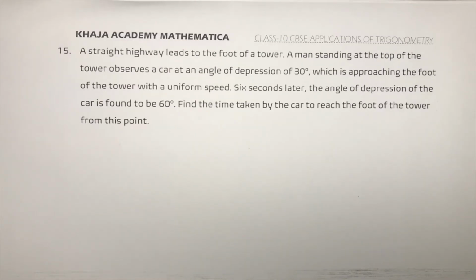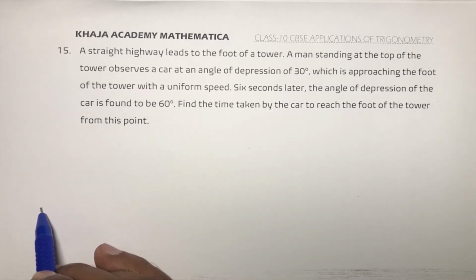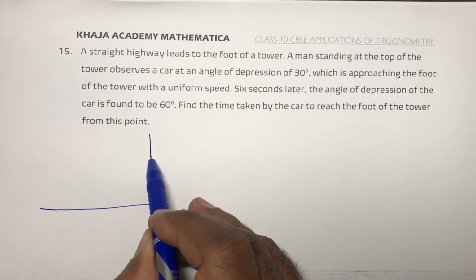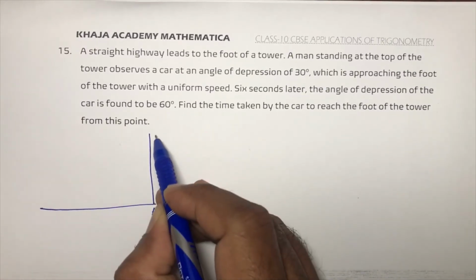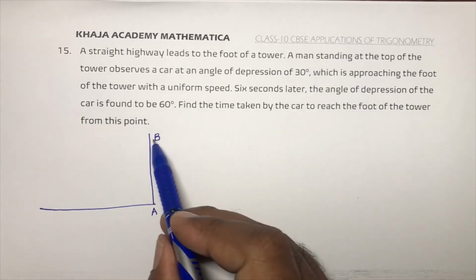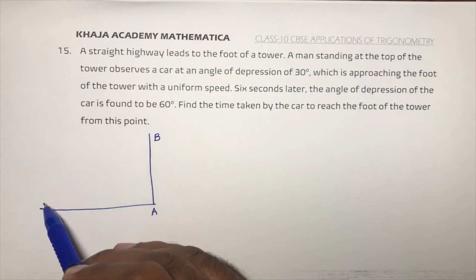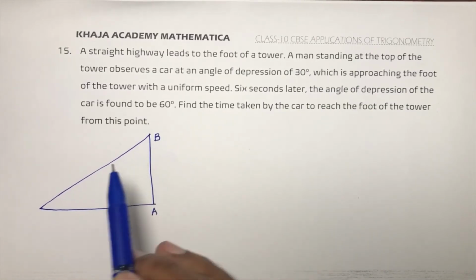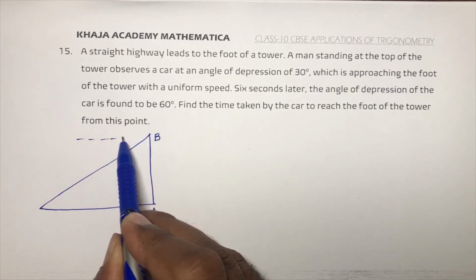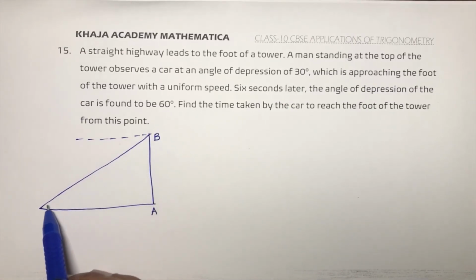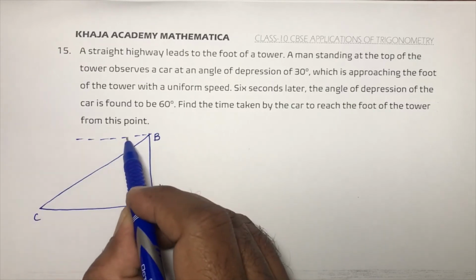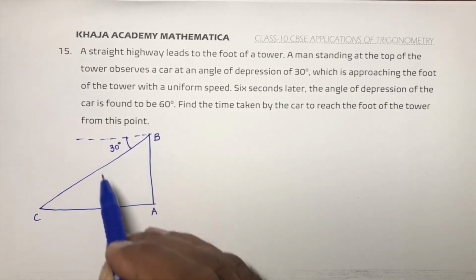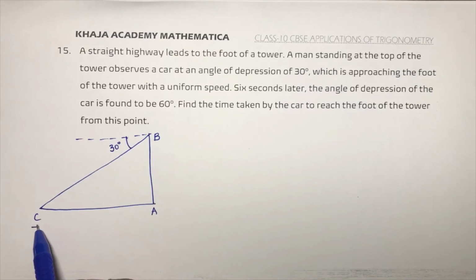A straight highway leads to the foot of the tower. A man standing at the top of the tower observes a car at an angle of depression 30 degrees. So here, a straight highway leads to the foot of the tower. So here AB is a tower. A man standing at the top of the tower observes a car at an angle of depression. See, angle of depression is nothing but the angle between the horizontal surface and the line of sight. So here he saw the car. Here the angle of depression is 30 degrees, which is approaching, which means the car is approaching towards the foot of the tower with a uniform speed.